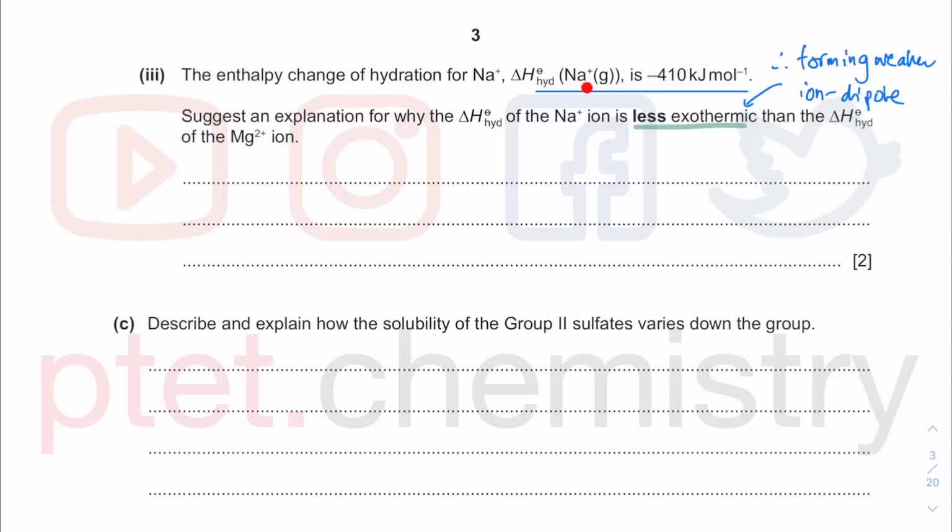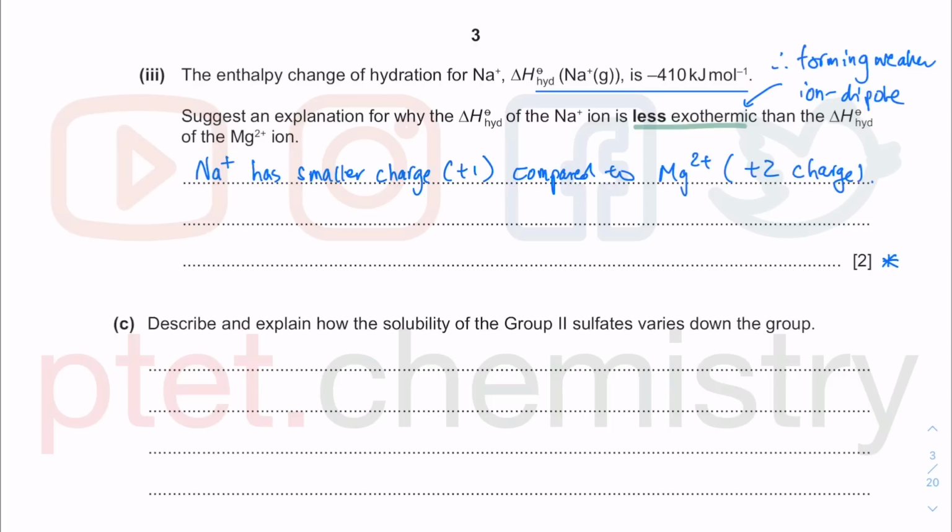So what about Na plus and Mg2 plus is different? Well, we're going to talk about the charges as well as the sizes. That's why there are 2 marks there. So we can say that Na plus has smaller charge, which is +1 overall, compared to Mg2 plus, +2 charge. What else can we say?